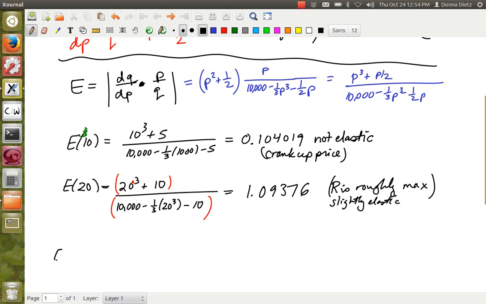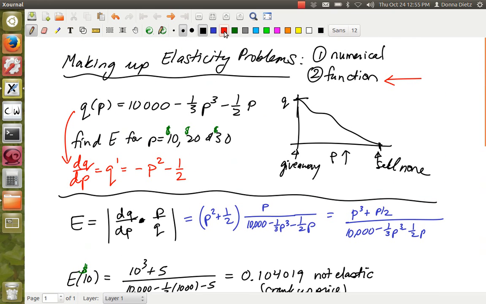Now what about E at 30? So E of 30, you're going to end up with, okay, I'm not going to write that up, but you're going to get 27.4264. This is very elastic, and what's happening here is you're getting very close to this point in the price structure where you're not going to be selling any. That means if you want to sell any, you have to lower the price.